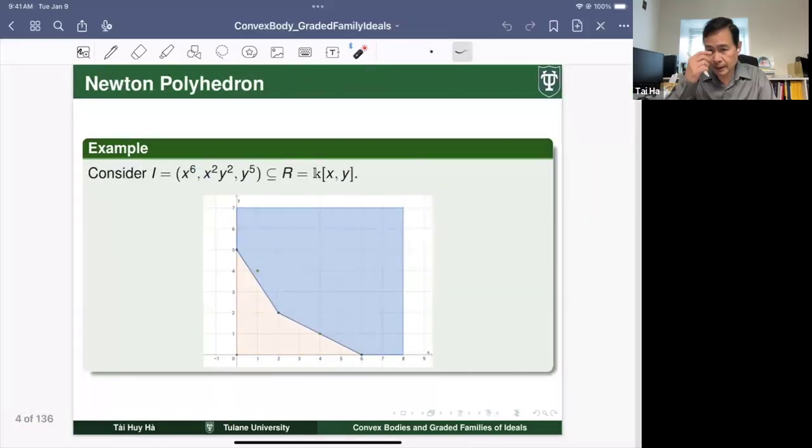Let me give you an example. This is a very simple example of an ideal in two variables generated with three generators: x to the 6, x squared y squared, and y to the 5th. Of course, with x to the 6, we have the point (6, 0), then x squared y squared is the point (2, 2), and y to the 5th is the point (0, 5). If we take elements inside this ideal, that basically means that we take points that are to the right or above these generators. Then if you take the convex hull, we basically get this region, the shaded blue region.